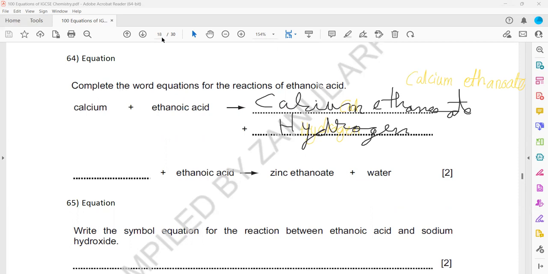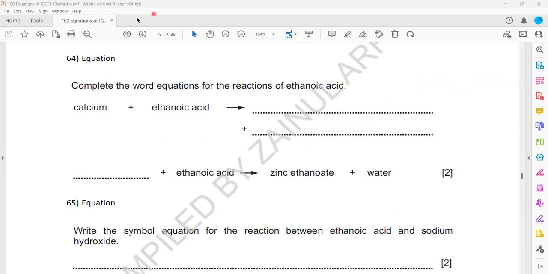Then the second one: acid is reacting with what substance to give us salt and water? It cannot be a metal here, because if it was a metal, then hydrogen should be there. So it should be either a metal oxide or a metal hydroxide. So zinc oxide is correct, or if you mention zinc hydroxide, that's also correct. So zinc oxide plus acid gives salt and water. So zinc ethanoate plus water will be the product.